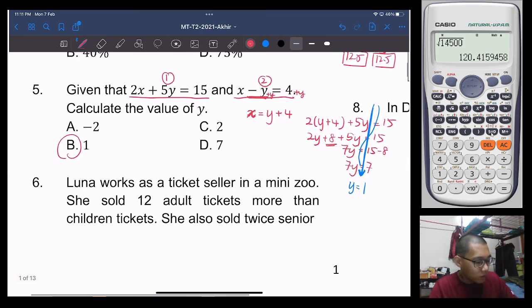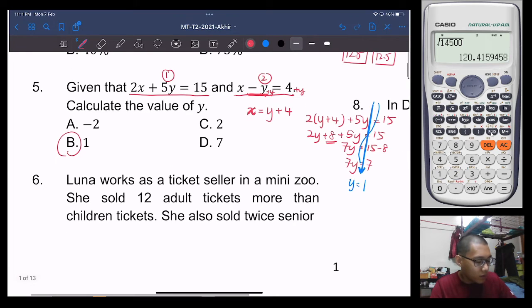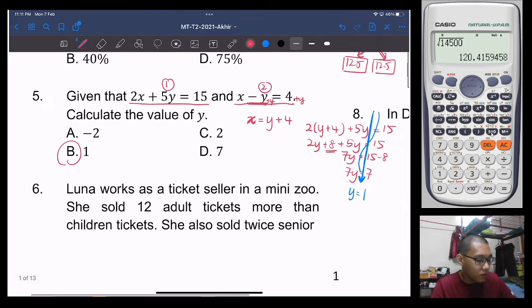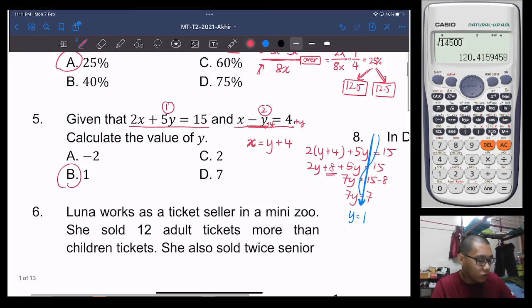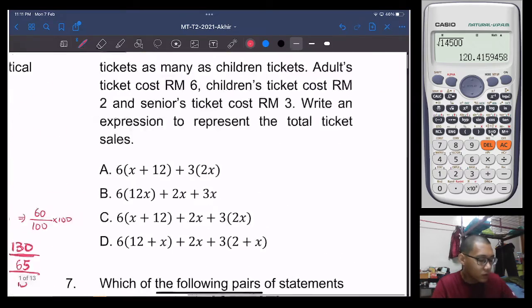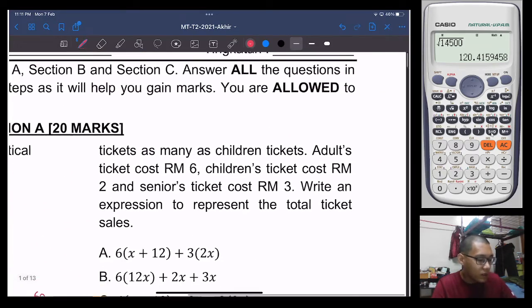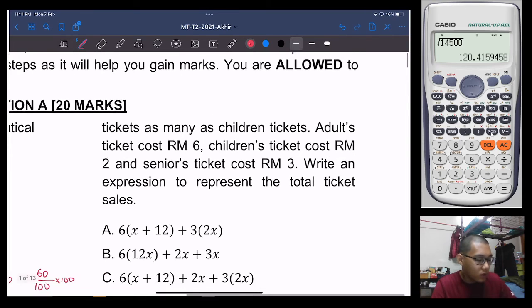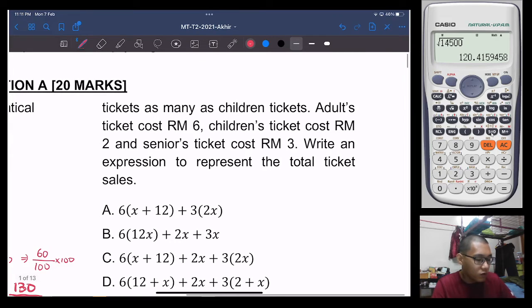So question 6. Luna worked as a ticket seller in a mini zoo. This one you need to try to understand. So she sold 12 adult tickets more than children tickets. She also sold twice as many senior tickets as children tickets. The adult ticket costs 6 ringgit, the children ticket 2 ringgit, and the senior ticket 3 ringgit. So write an expression.